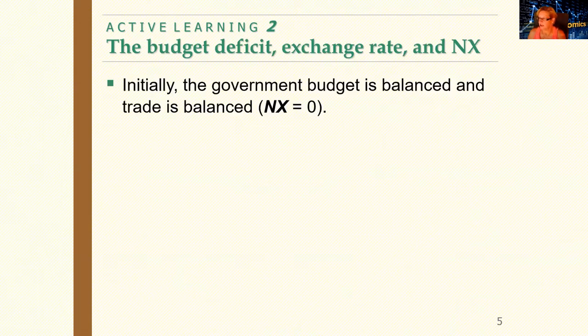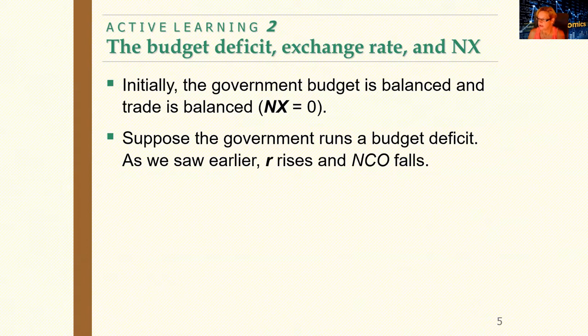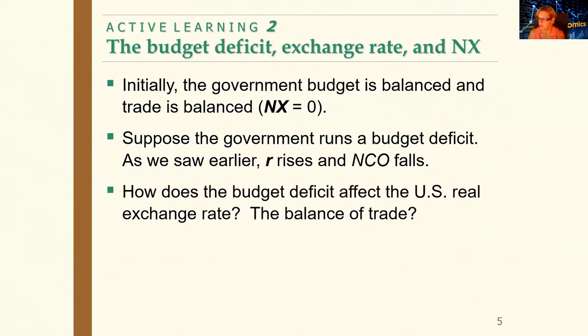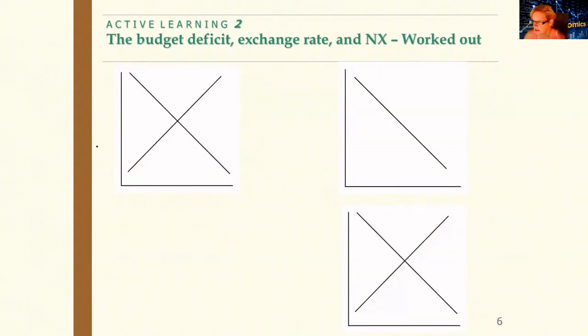Initially, the government balanced its budget, net exports were 0, and then suppose that the government runs a deficit. We know that the real interest rate rises and net capital outflow falls. But how does the budget deficit affect the real exchange rate and the balance of trade? Now we're going to use all three graphs here, because I think it's important to work these through and understand where things happen. Remember, this is the real interest rate, and this is the quantity of loanable funds.